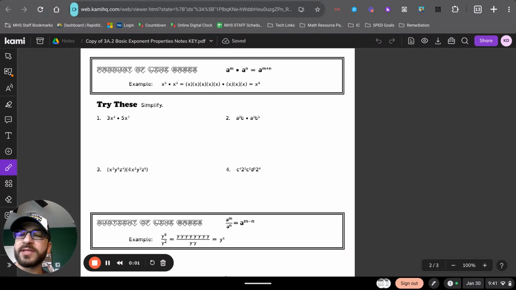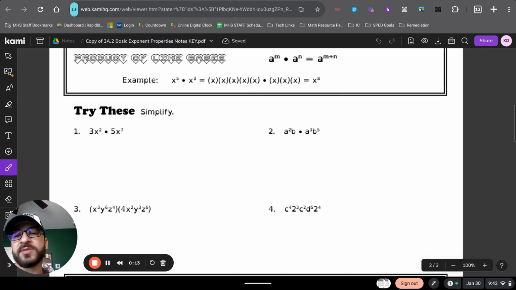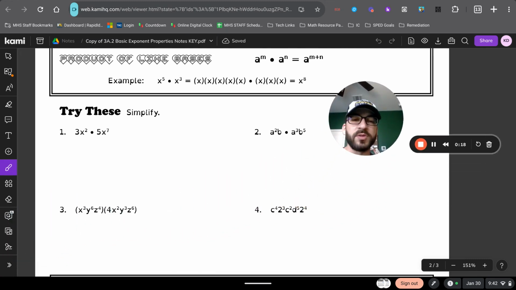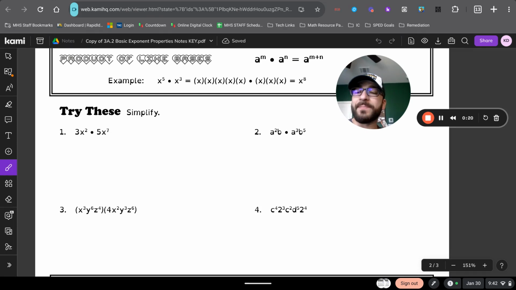All right, y'all. Today we're going to be talking about our different exponent properties, and we're going to start with our more basic of those exponent properties when we're dealing with more simple bases being multiplied together. So our first one we're going to talk about is what we call our product of like bases, and our product of like bases has to do with multiplying the same base with different exponents.